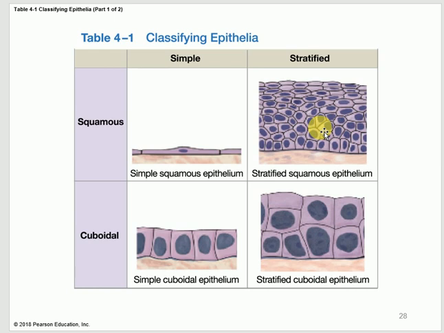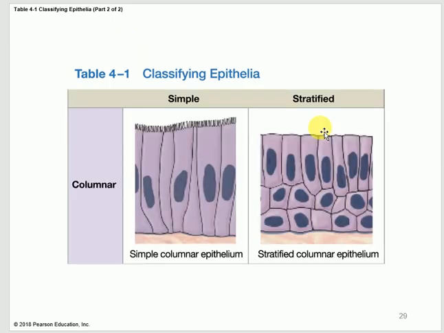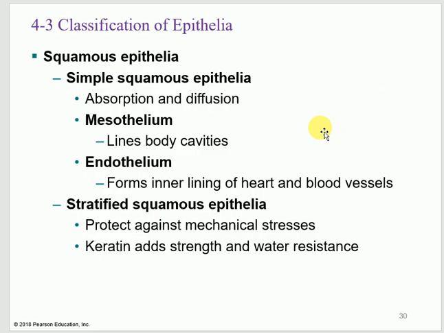The next one is cuboidal. Looks like a cube. One layer, simple; multiple layers, stratified. And look at the top. Stratified cuboidal. Next one, columnar. Looks like a column. Simple, one; multiple. We have different types here. Can you see this? But what's the top one? Columnar. I will ask you about it generally speaking, but labeling, I will tell you. If there is a labeling, I will tell you guys about it.